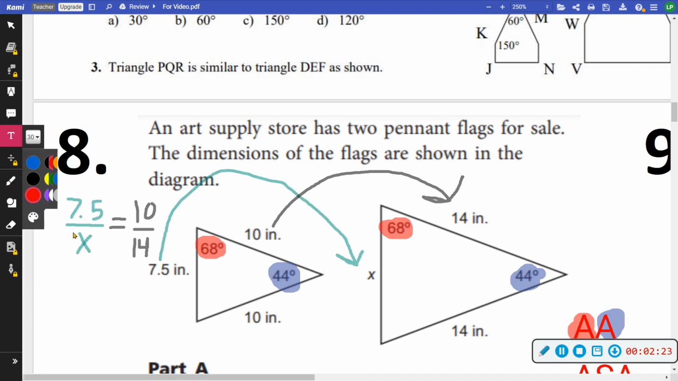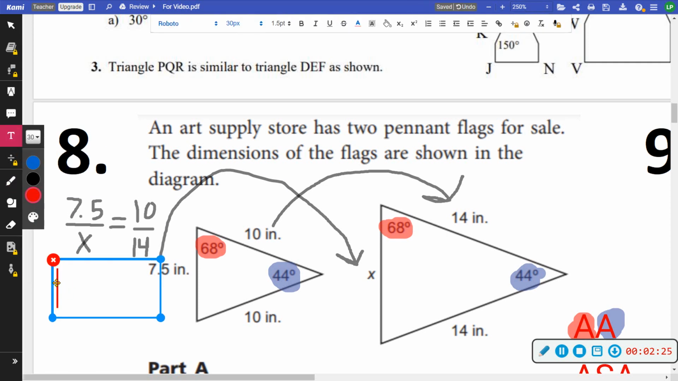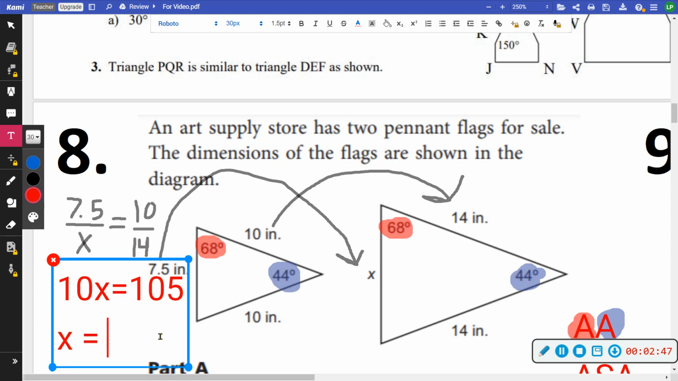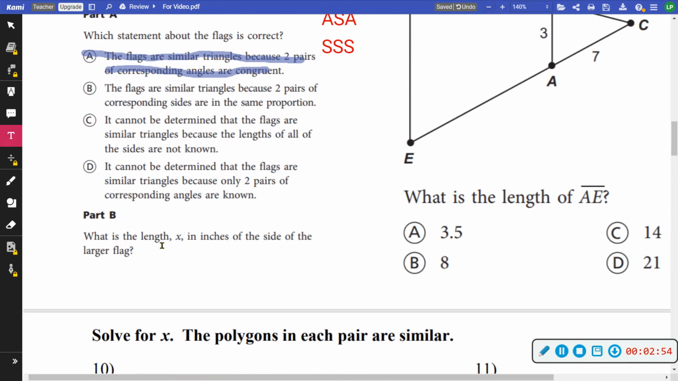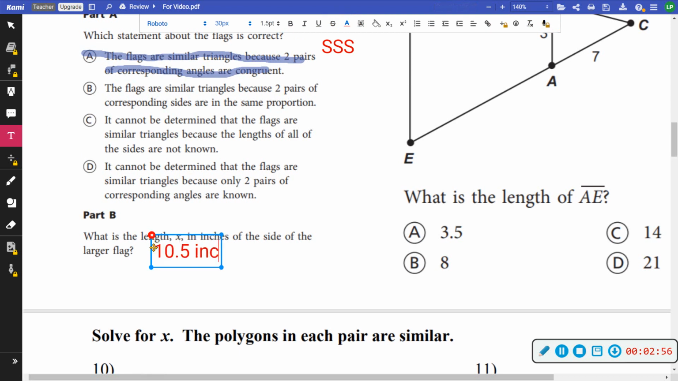Okay, cross multiply, I get 10 times x, it'd be 10x. And then 7.5 times 14 is 105. I take 105 divided by 10 and I get 10.5. So let's see, do we have an answer down here of 10 and a half? So I'd say 10 and a half inches.